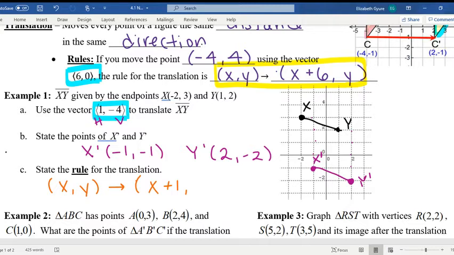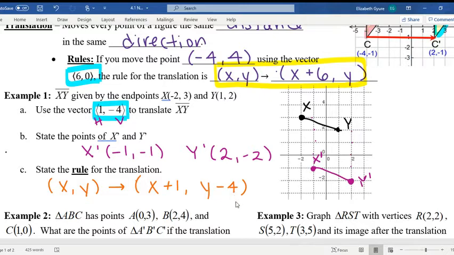I'm sorry, your horizontal component, I said that opposite, I think. Your horizontal component was 1. So you add 1 to your X. Your vertical component was -4. So what do you think you would do to the Y? Subtract 4, minus 4. Same thing, just written in a slightly different way, because it would mean the same thing. You would just add 1 to all your X's, subtract 4 from all your Y's.